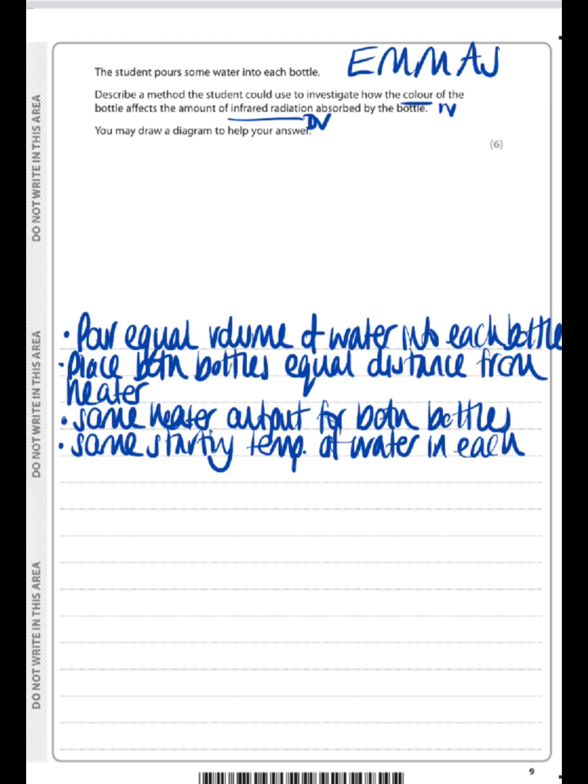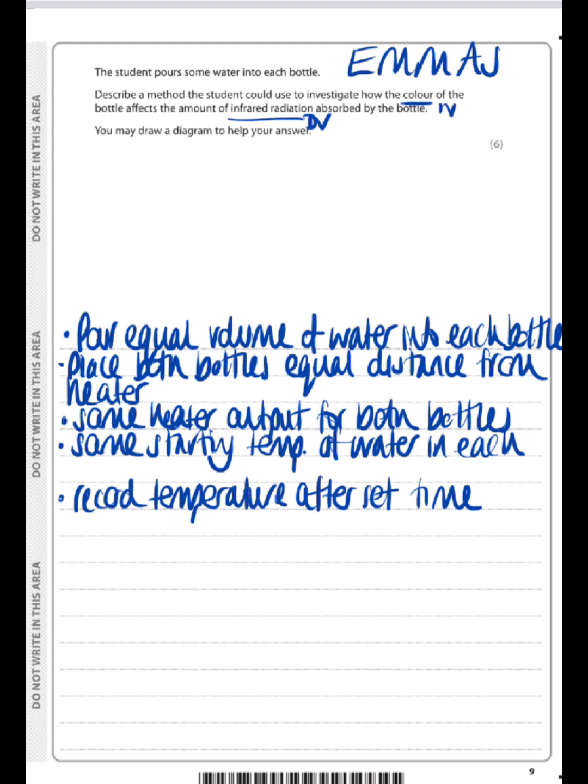So having placed the bottles there and put in various control measures to make sure that it is going to be a valid set of results, what are we then going to do? Well, we need to turn the heater on and we need to leave them for a set period of time. And after that set period of time, we want to know how much the temperature has risen by. So what we're then going to do is record the temperature after a set time.